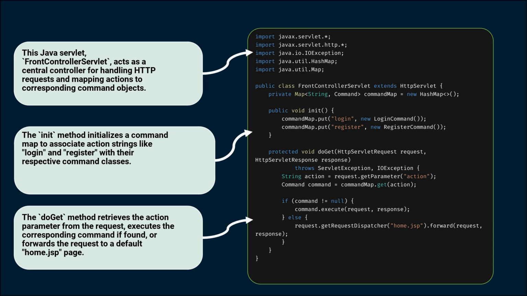Within the doGet method, we check for the action parameter. Instead of cluttering this method with conditional logic for each possible request, we utilize the commandMap to fetch the corresponding command object seamlessly. If the command exists, it is executed with the provided request and response. Otherwise, we redirect to a default page. This approach not only enhances readability, but also encapsulates specific action logic into distinct command classes, promoting maintainability and separation of concerns in our application design.